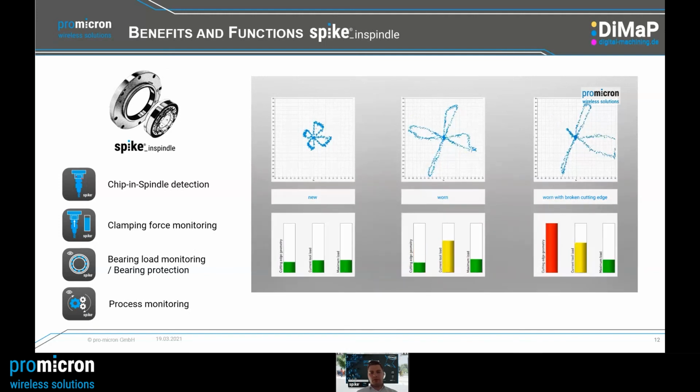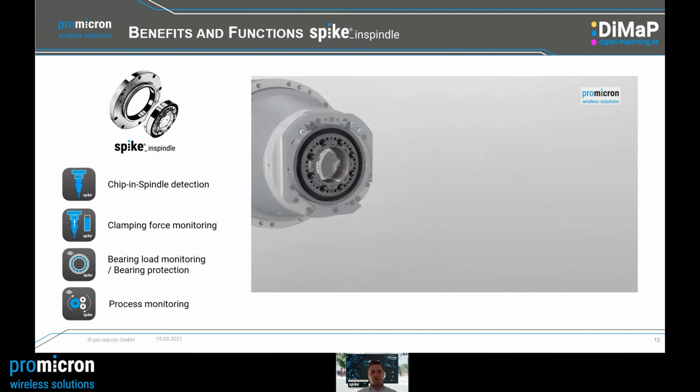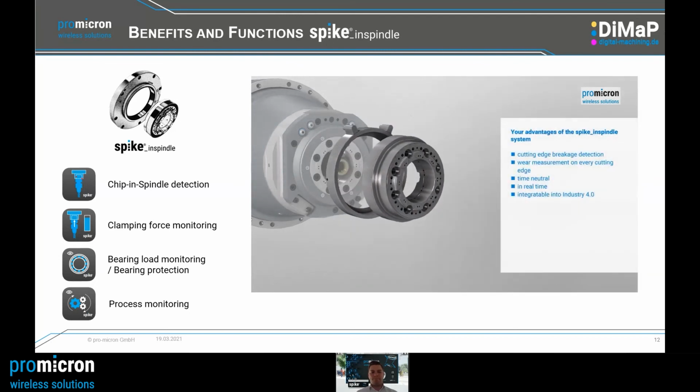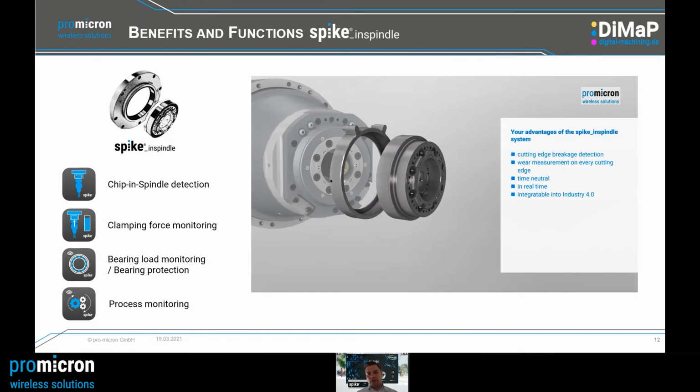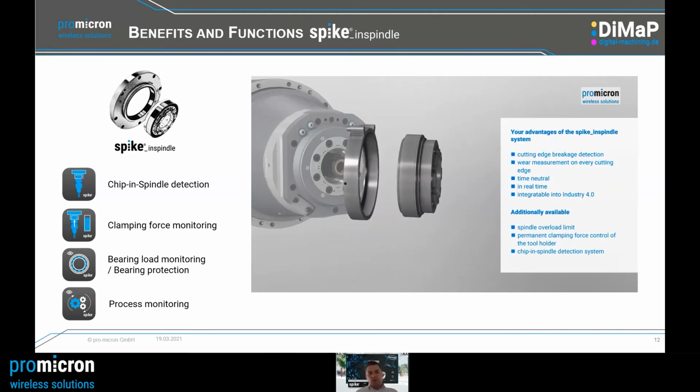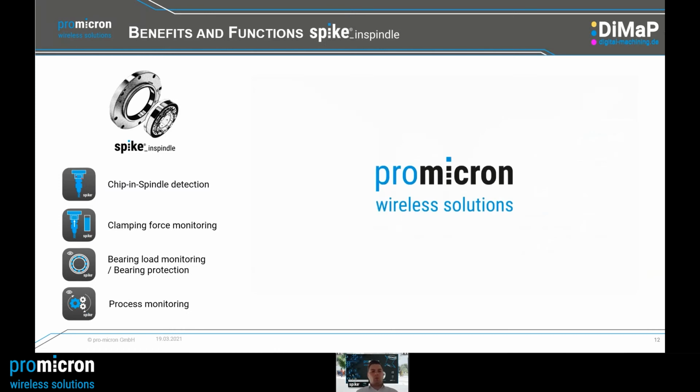Here we see the problem again. As you have seen, the symmetry KPI is getting red because there is a broken cutting edge. Here you see again the features. It's time neutral, in real time, integratable into Industry 4.0 conditions, and it is in combination with the chip and spindle detection system, plus it provides the other features as well.